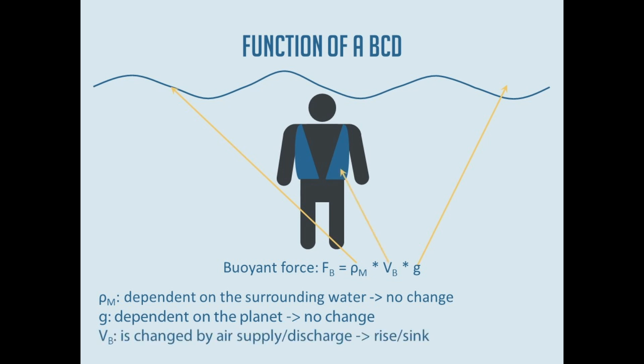If we increase the volume by adding air, the buoyant force increases and we rise. The opposite is true if we let the air out. The volume of the BCD is reduced by the water pressure, the air escapes, the volume decreases, the buoyant force decreases too, and we sink. And that's it. That's all you need to know about the physical function of a BCD.